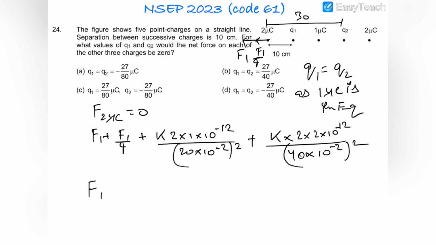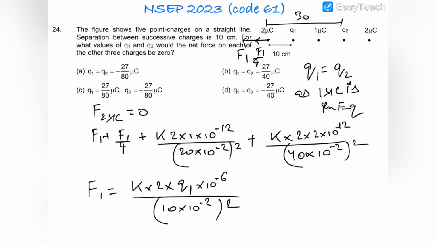The value of F1 in this case would be equal to K into 2 into Q1 into 10 raised to power minus 6 divided by R square, which is 10 into 10 raised to power minus 2 whole square. So now if we equate this complete force acting on the 2 microcoulomb to 0, then we would get the value of Q1 and Q2 equal to negative. Obviously they would be negative because you can see that these two terms will go on that side, and the value of Q1 and Q2 would be negative, and it would be 27 by 80 microcoulomb. So the correct answer would be A.